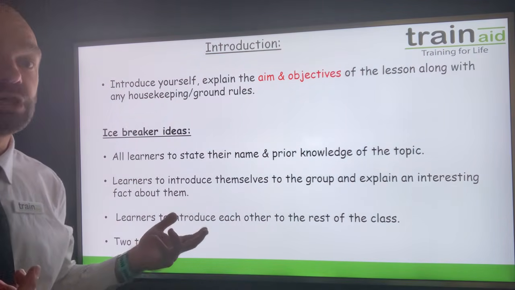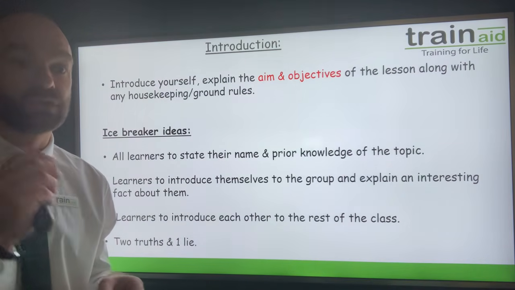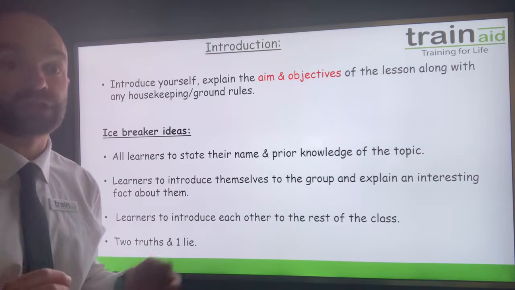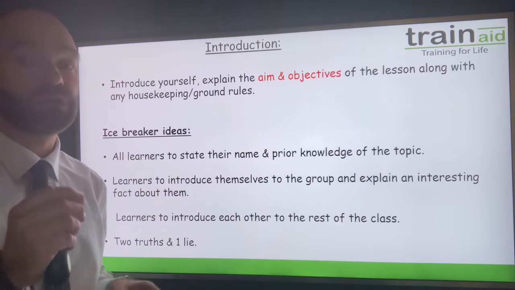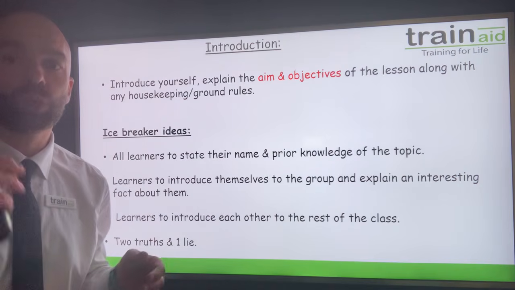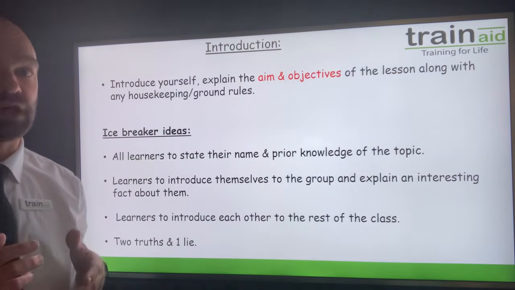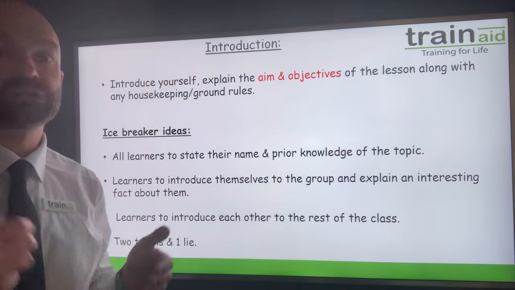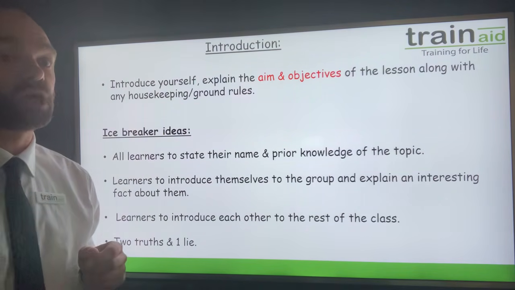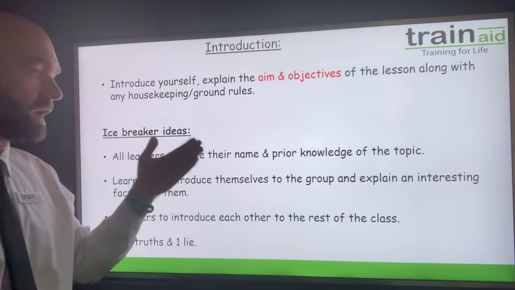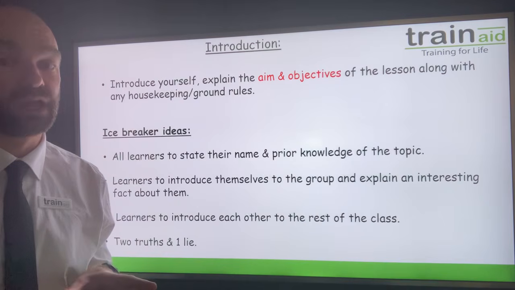Another idea here is that learners could introduce each other to the rest of the group. For example, they could introduce a partner to the rest of the class. Another example is 2 truths and 1 lie. This is quite a long-winded icebreaker where learners introduce themselves by saying 3 statements: 2 truths and 1 lie. That is probably best for a longer period of time. But my advice is to state your aim and objectives, and then go into the icebreaker and keep it simple. My advice is to get everyone to state their name and their prior knowledge of the subject area as well.